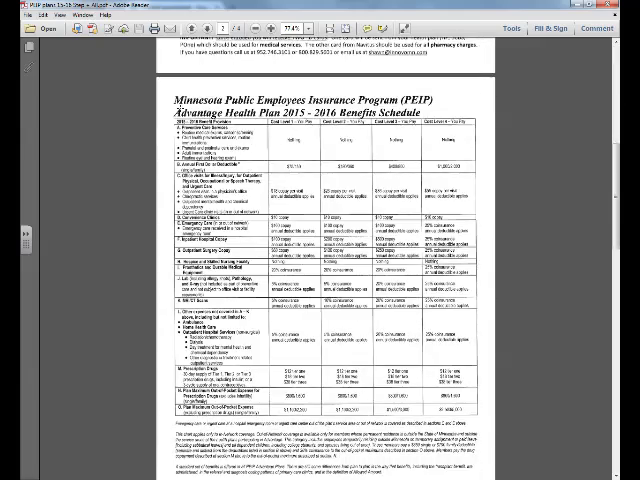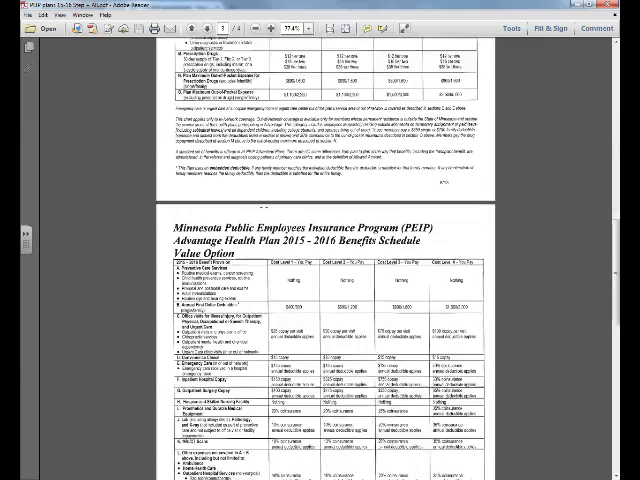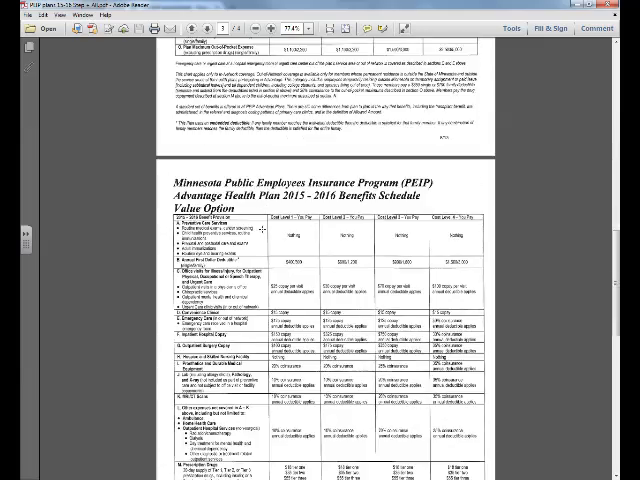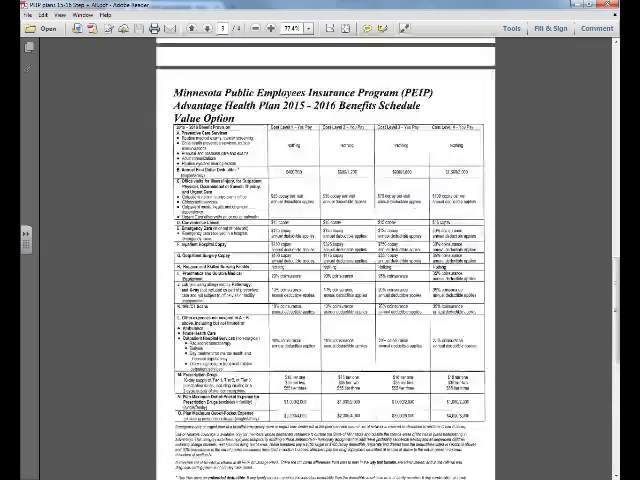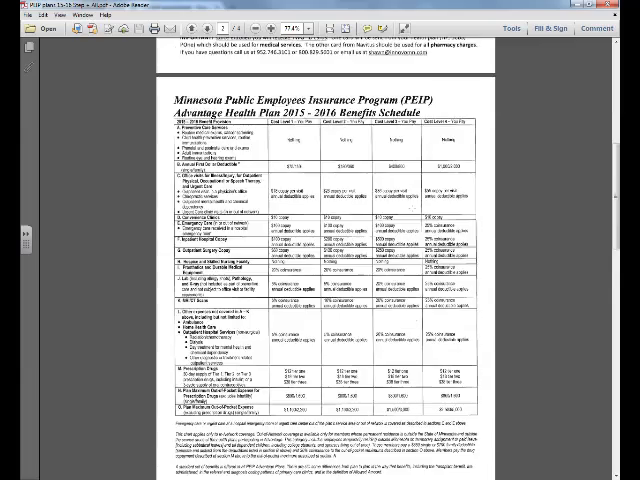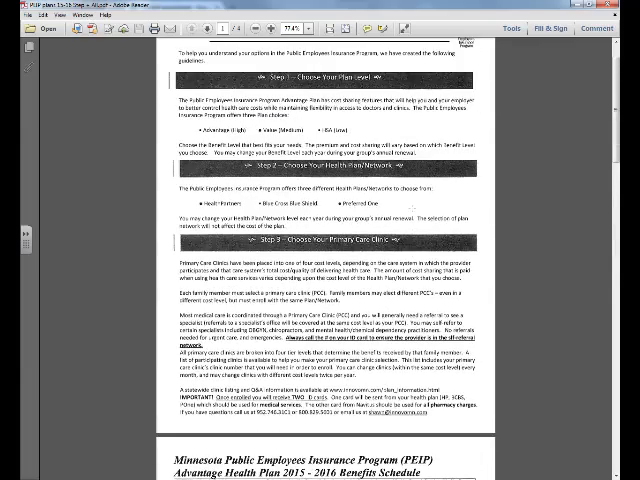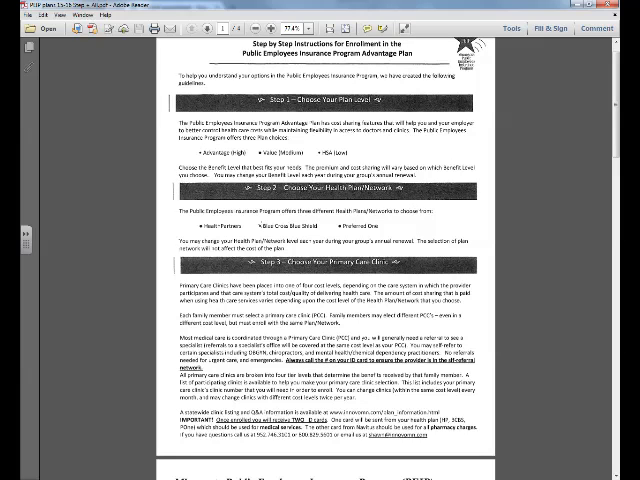You will see that the first page is the Advantage Plan, the second page is the Value Option, and then the third page is the HSA, and then the corresponding cost levels that go with it. And what you're going to notice is that's where it can get a little confusing, but we'll talk about that in a second. Then step 2 is to choose which provider or plan you want to use.